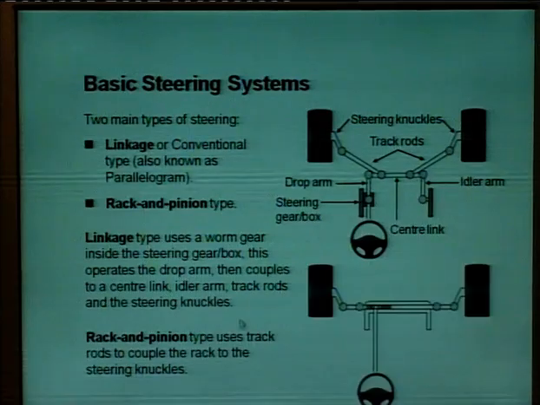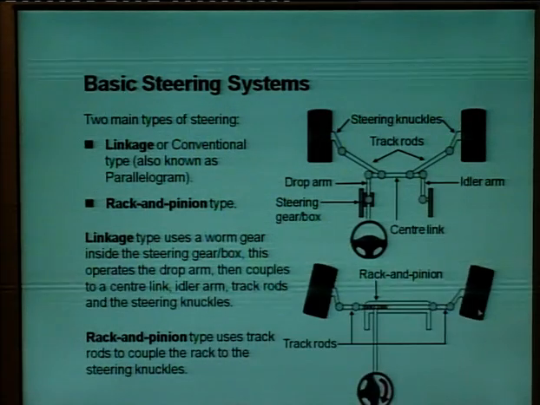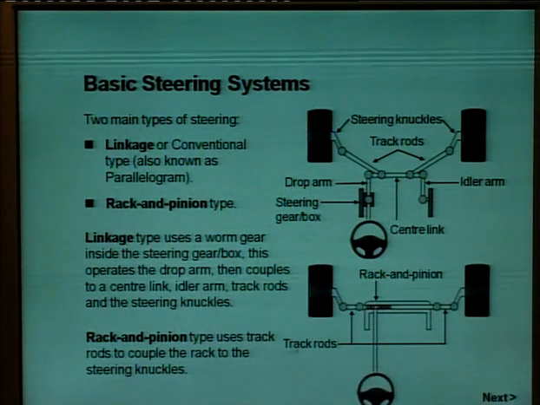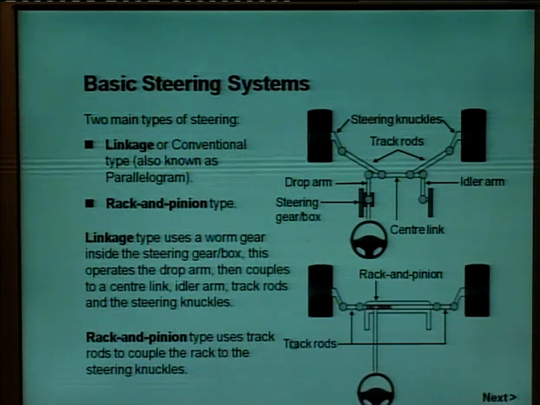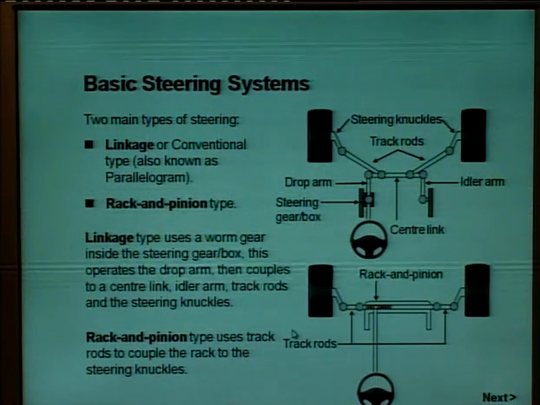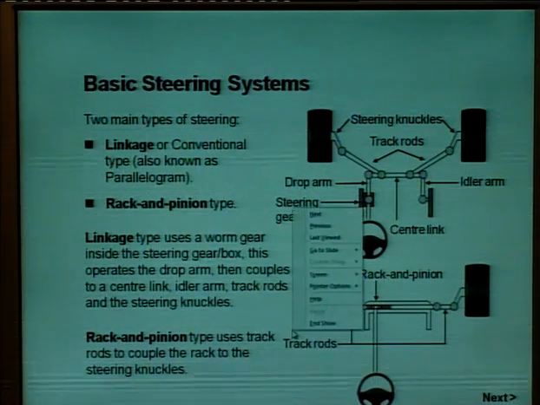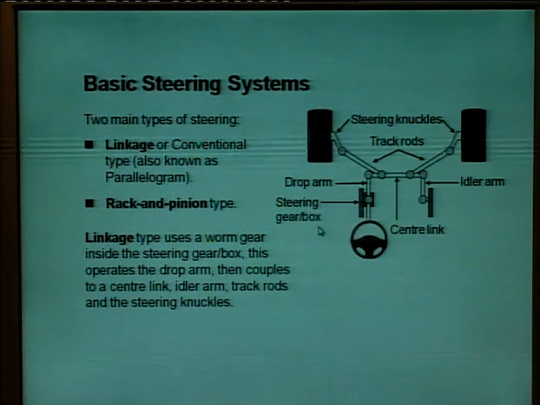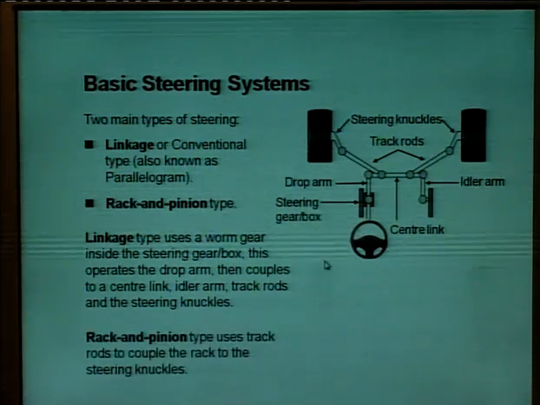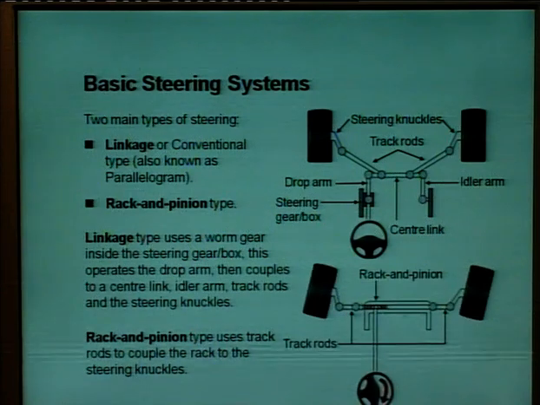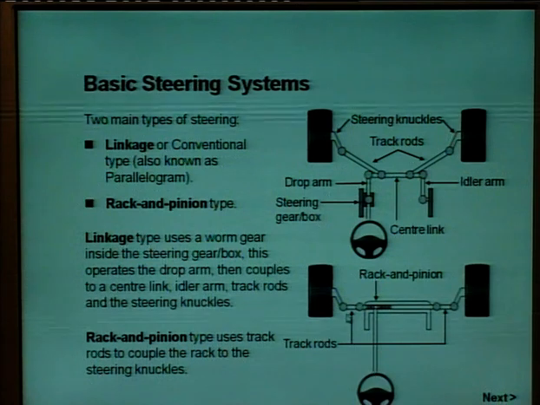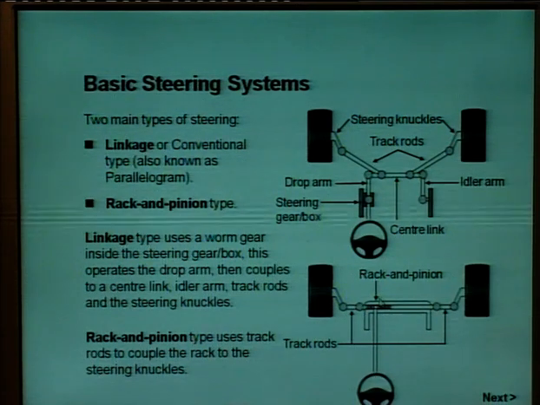Knuckles, rack and pinion. See the movement of these tires. In case of rack and pinion type, it uses the track rods to couple the rack to the steering knuckles. So, see again the movement of these tires in case of rack and pinion type. This is the rack and pinion arrangement.